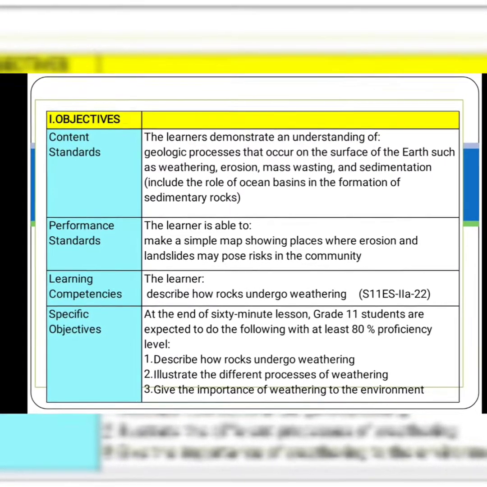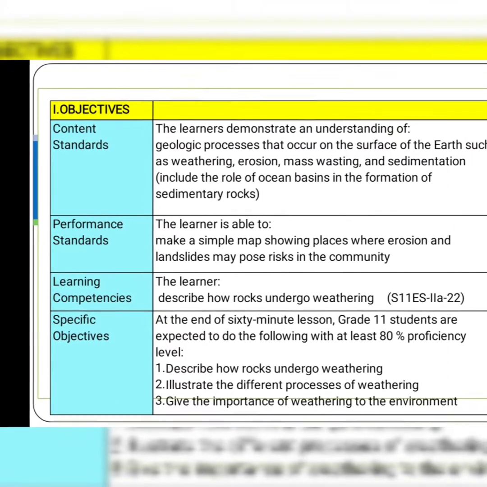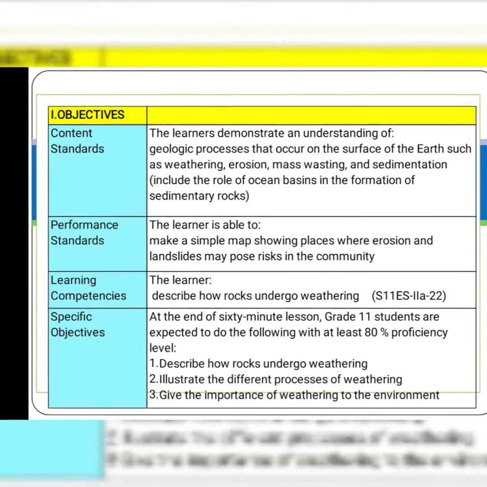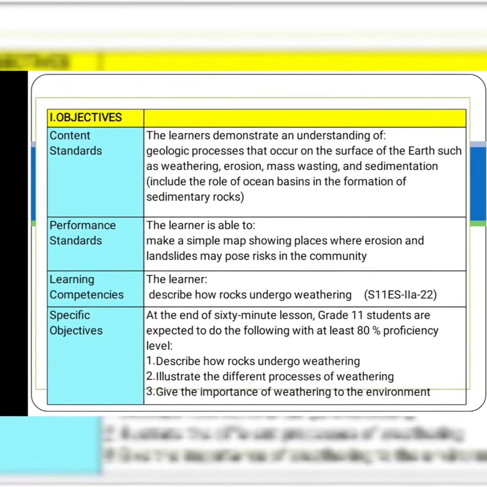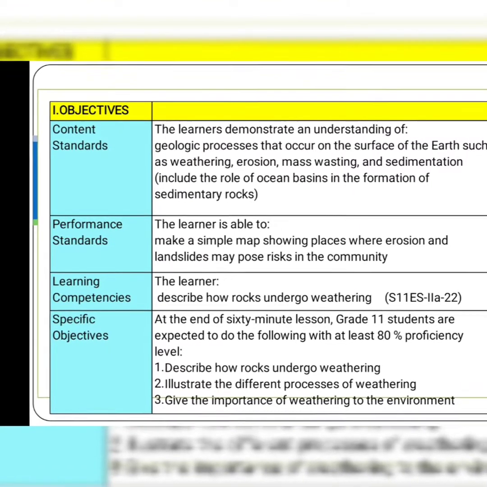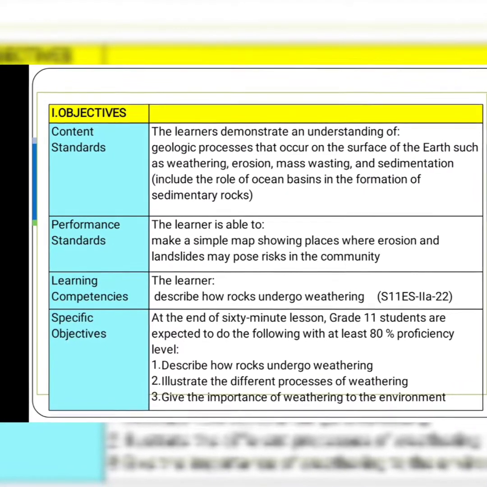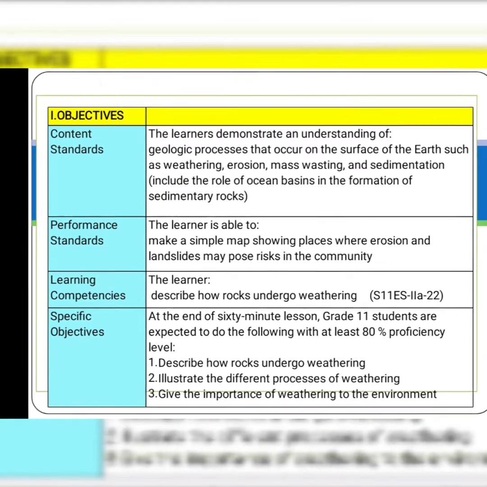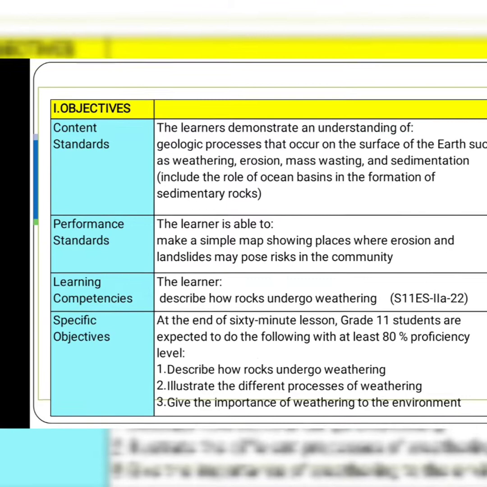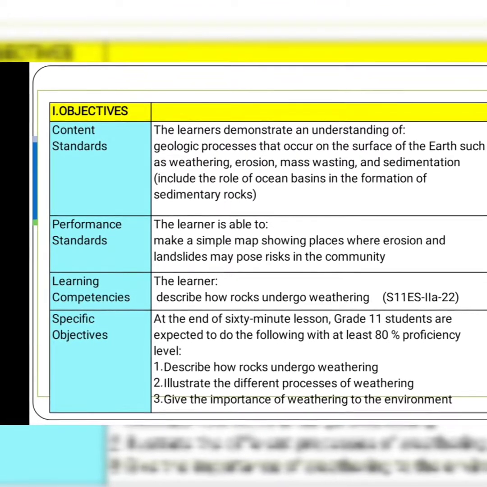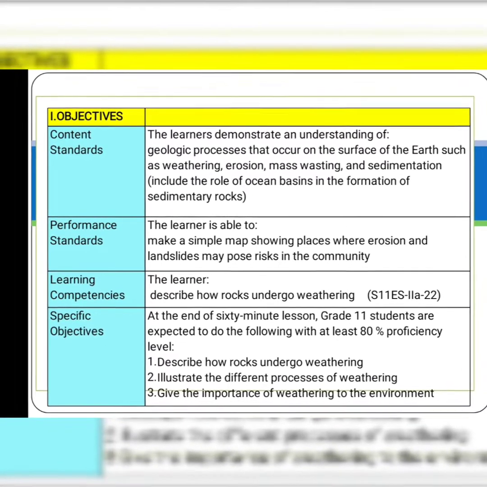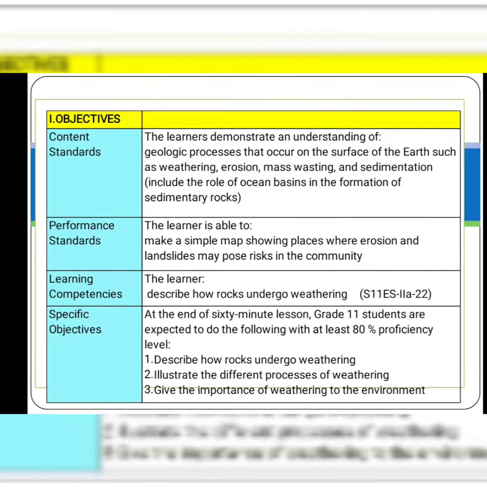And then for number 3, that is affective, they have to give the importance of weathering to the environment, because when we say affective domain, the students must be able to value the importance of what they are studying. So if you're going to craft your 3 objectives, make sure to visit the cognitive domain, the Bloom's taxonomy, so you will be guided.